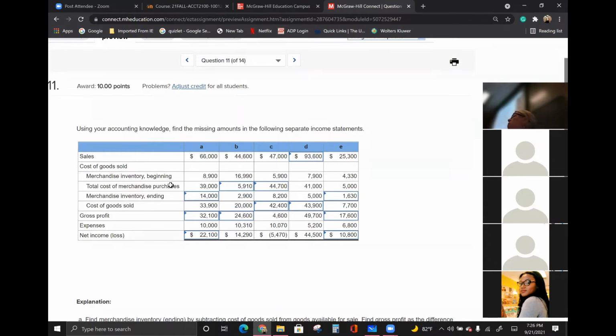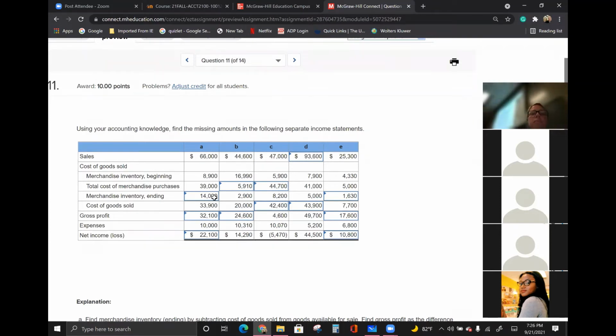It tells me how much I sold, but it wants to know what the ending is. Well, how do I get to the end? I take what's available less the cost of goods sold. Remember, I gave you that little formula that we went over earlier. So I have 8,900 plus 39,000, which is 47,900. Deduct the cost of goods sold, 33,900. That gives me 14,000. That's where the ending inventory comes from. It's a little bit out of order from the way I gave it to you, but you should be able to manipulate the numbers.